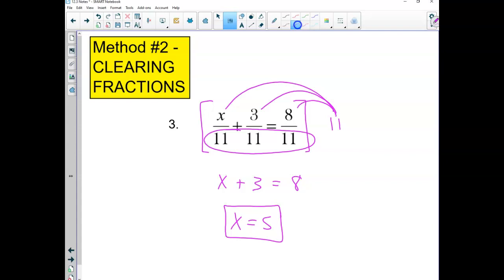All right? That is the clearing fractions method. Multiply by the least common denominator. Not any denominator, the least common denominator. That's what you want. Otherwise, you're going to run into problems if we do not do this.